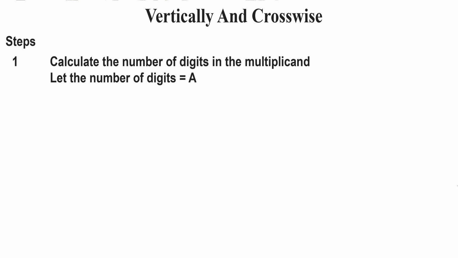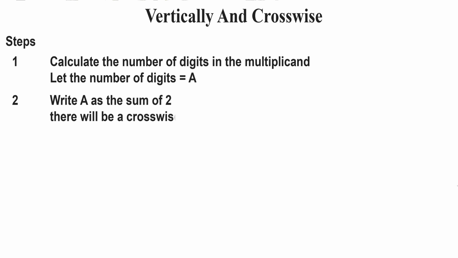For step 1, let us consider a to be the number of digits in the multiplicand. For the example that we have here, that is 179 multiplied by 264, our multiplicand is 179, so a is 3. Remember, multiplicand is multiplied by the multiplier. So the one at the top is the multiplicand and below is the multiplier.